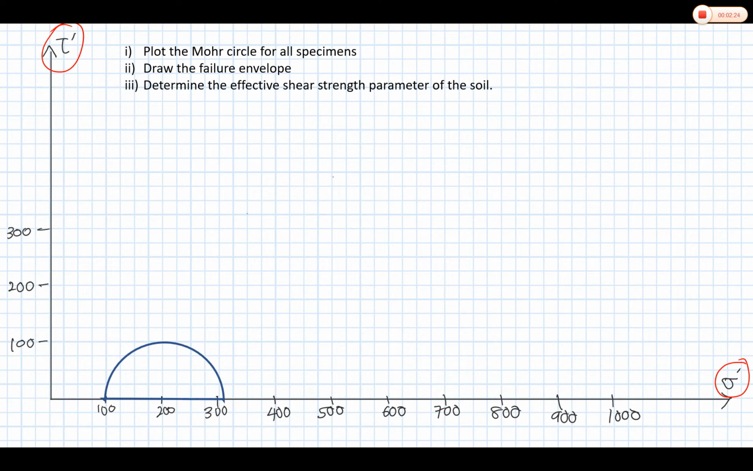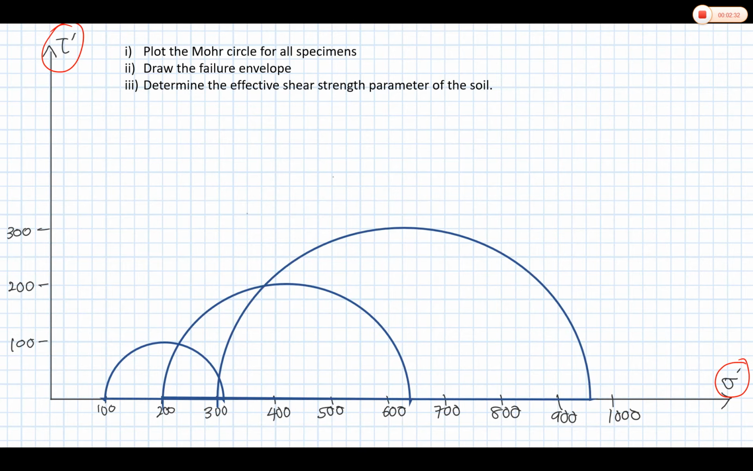So the first specimen is at 100, and then another specimen, and the last specimen. This one is sigma 3 and this one is sigma 1 for specimen number 1. This is sigma 3 for specimen number 2, sigma 1 for specimen number 3, and the last circle is at 300 here for specimen number 3.